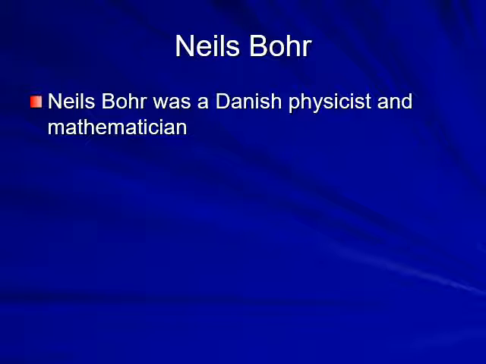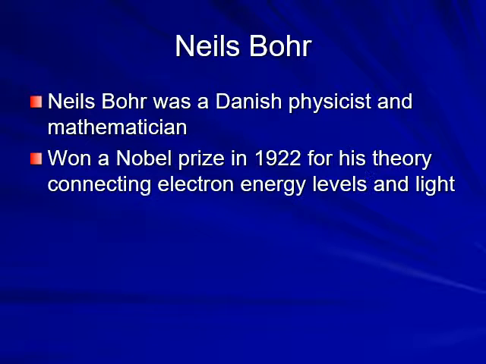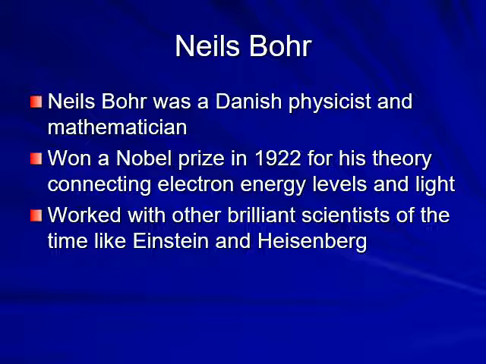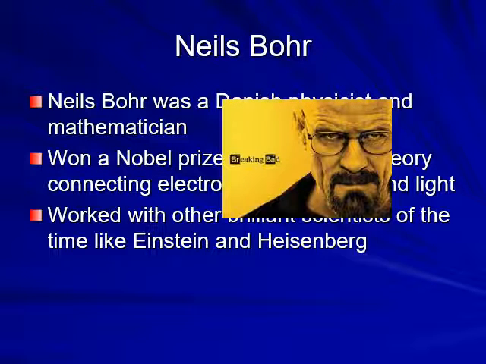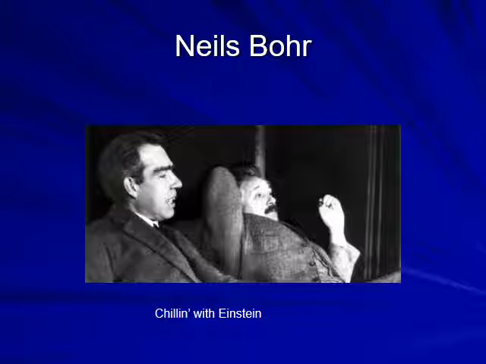Niels Bohr was a Danish physicist and mathematician. He won a Nobel Prize in 1922 for his model that we're about to talk about, connecting electron energy levels and light. He worked with other brilliant scientists like Einstein and Heisenberg. Nope, not that Heisenberg. There's a picture of him with Einstein.